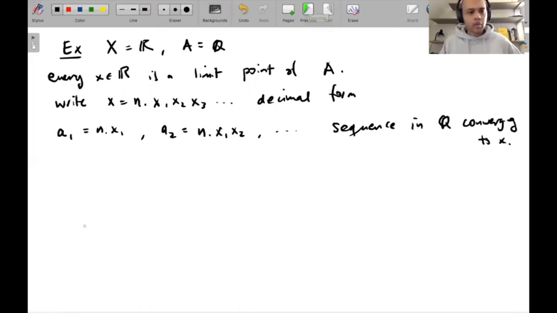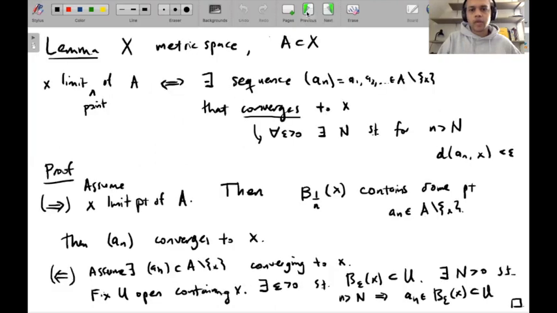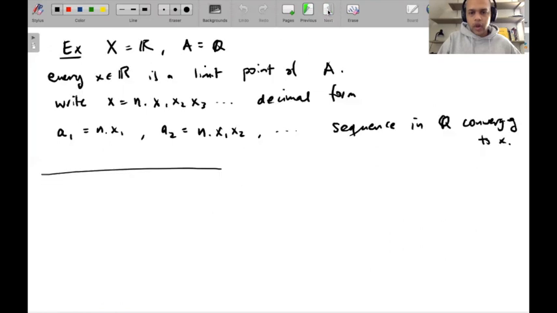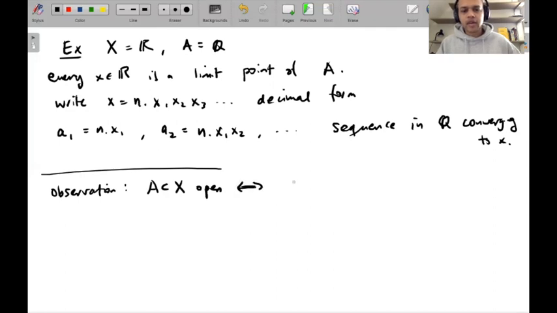Okay, I want to make one more observation about this trichotomy. We can phrase what it means to be open in terms of this trichotomy. So this is an observation: a subset A in X is open if and only if every point of A is an interior point.